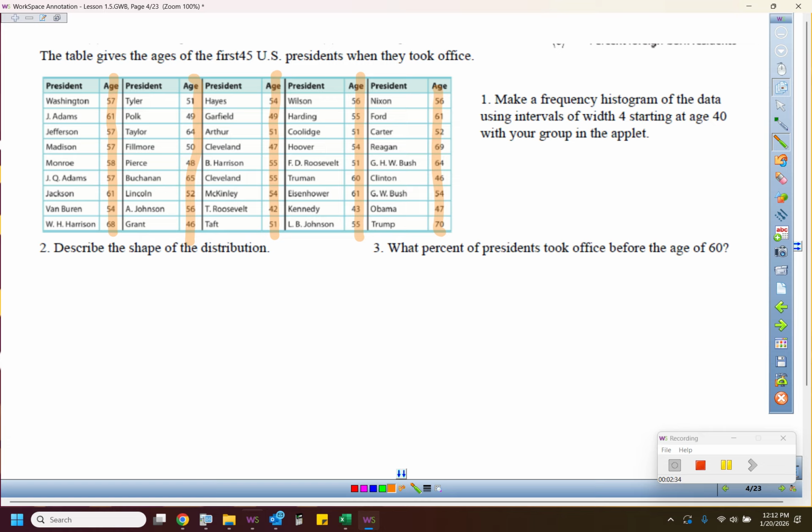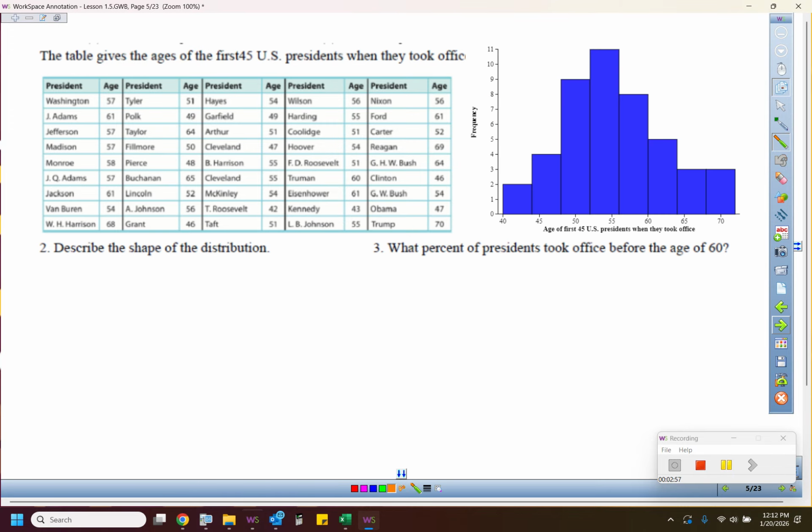But you see, these are all just numbers that I have highlighted in orange. They say make a histogram of that data, and I did. I copied and pasted it in there. They told me how wide to make it. They said make these bars 4 wide. Like we were messing around with on the activity, just put 4 in there, and it would make it 4 wide. Here's our job. Let's describe the shape.